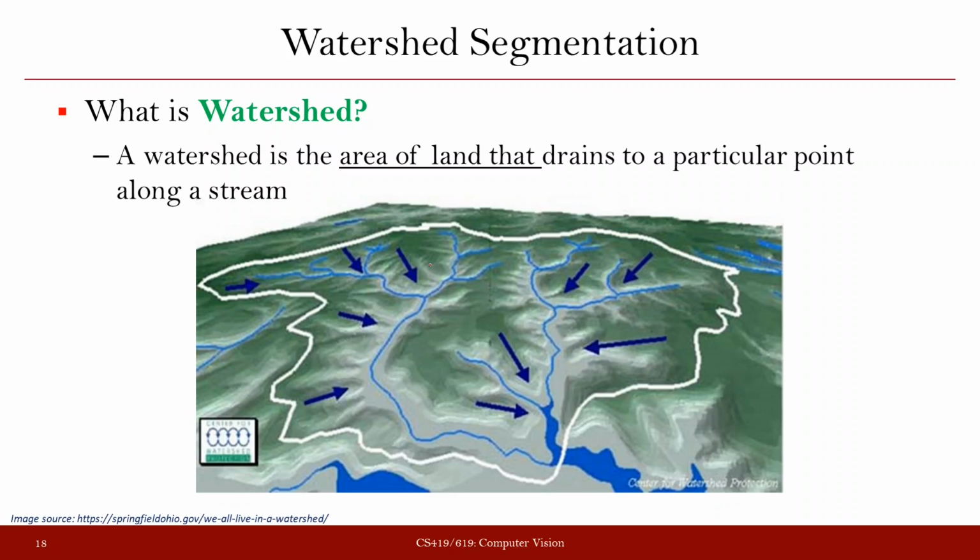For example, in this image, which is again a terrain, this arrow is showing that if the water falls anywhere inside this region, it accumulates here. Similarly, if water drops fall in this region, they come and accumulate here. Similarly, there are some points for which the accumulation happens here, and so on. So these points are the area of land that drains to a particular point along a stream. This area is called the watershed.